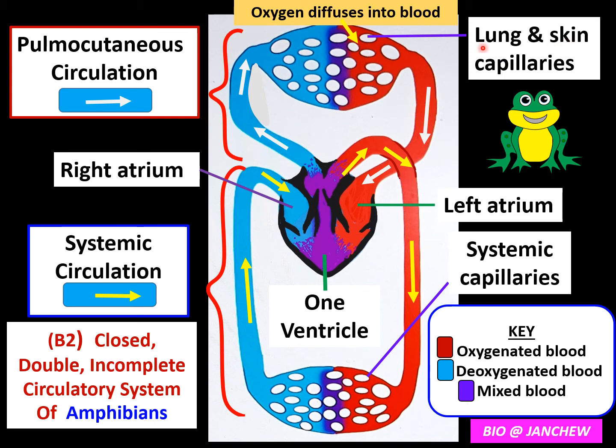Okay, this is the part where, in this circulation, the aim is for the blood to receive oxygen from the environment, or to allow oxygen to diffuse into the blood from the environment, so that the oxygen can be transported to the cells later on in the systemic circulation. Pulmocutaneous circulation means the circulation of the blood from the heart to the lung and skin capillaries to receive oxygen from the environment and then back to the heart.